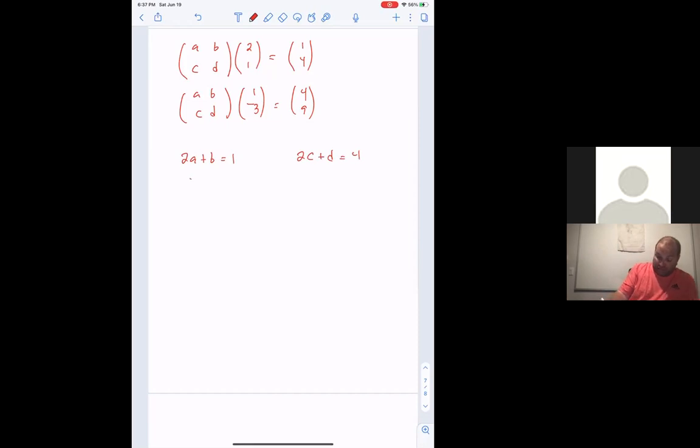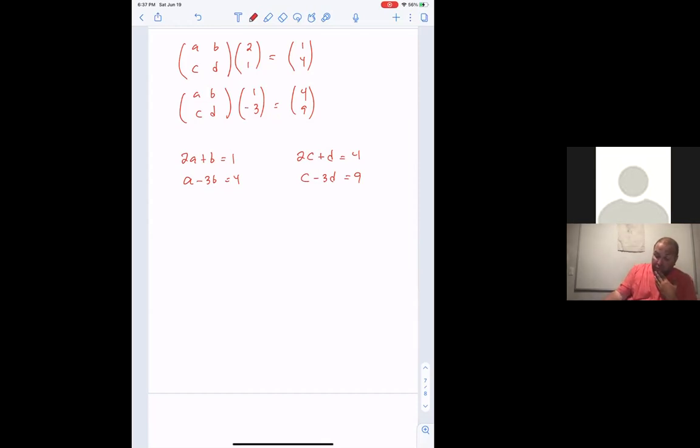Second matrix, I get A minus 3B equals 4. And C minus 3D is equal to 9. I have 2 equations that connect A and B. I have 2 equations that connect C and D. I can solve them each individually for A, B, C, and D, and therefore I have my matrix. So let's go ahead and do that.